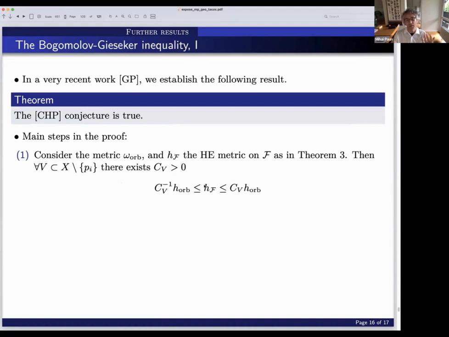But still, the first point is to show that the situation is not too bad. We don't have C² estimates, but at least at the C⁰ level, things are okay. So that is, h_F is close to the orbifold metric.